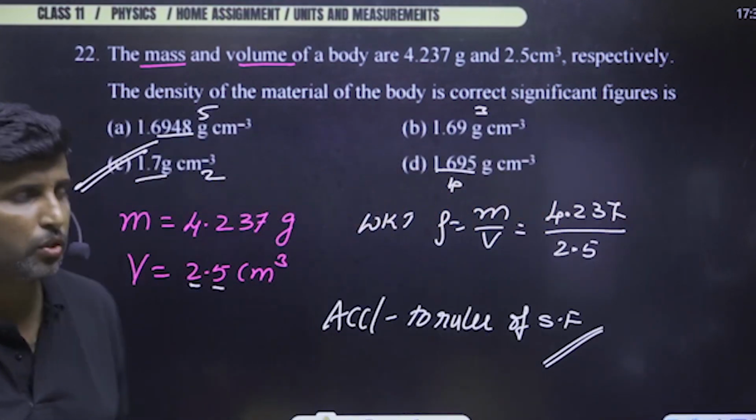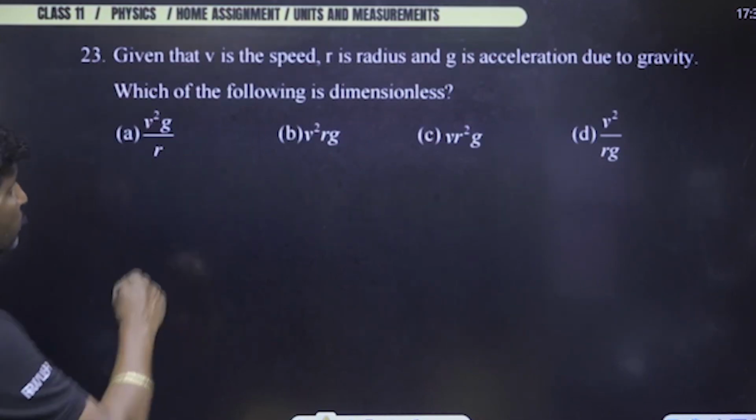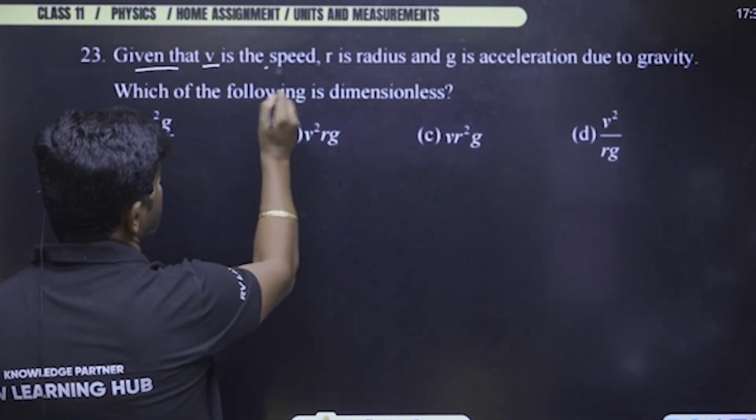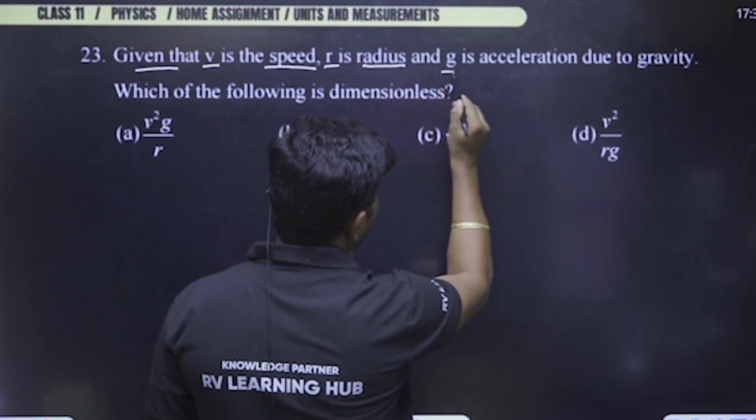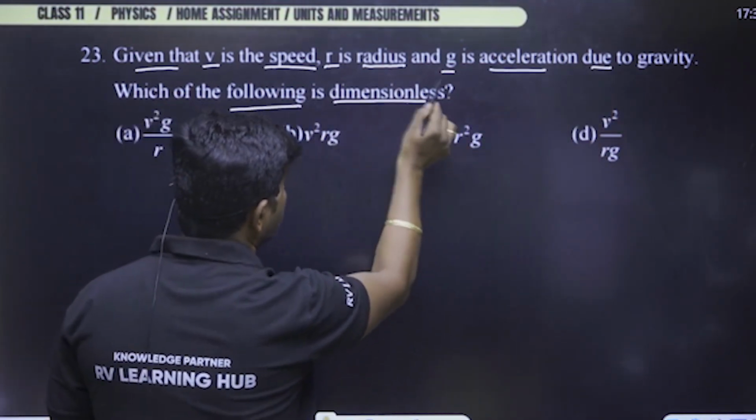I hope you understood this question here. Now similarly, let us move on to the next question. Given that v is the speed, r is the radius, g is the acceleration due to gravity, which of the following is dimensionless?